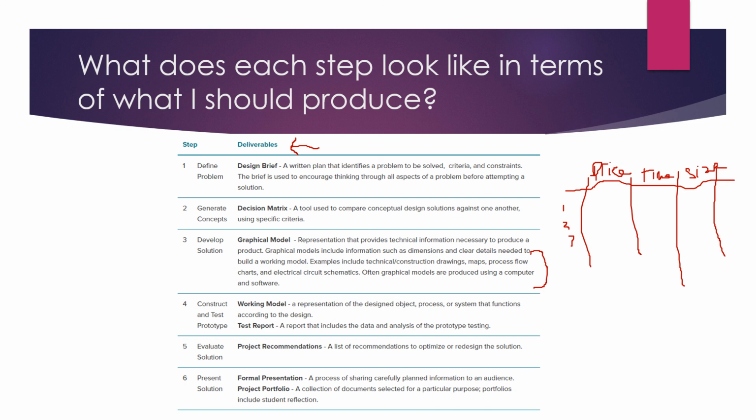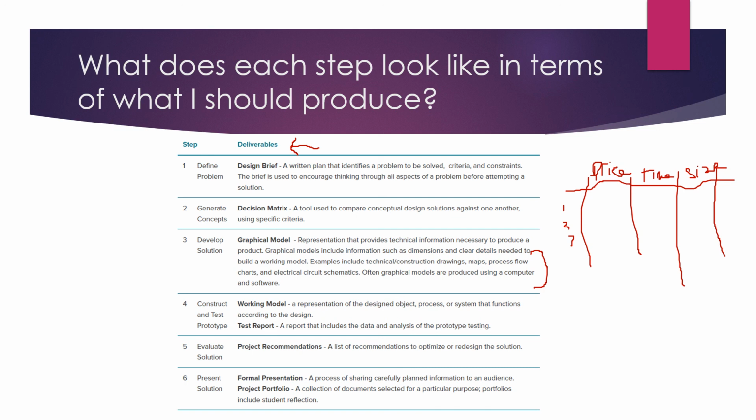It could be a handwritten sketch, a computer generated sketch, flow charts. It can be annotated with written descriptions where you're going to convey what your solution is going to look like. For construct and test a prototype, you would produce the actual model. So you would sit in class and you would put together whatever it is that you were putting together, or you're going to build it at home.